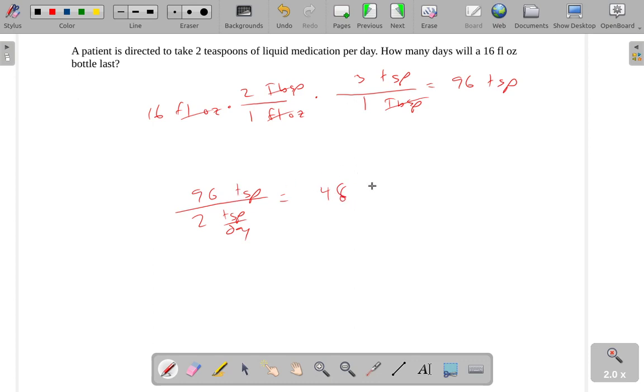And when we do the units here, we get teaspoons times days per teaspoon, because we're dividing by a fraction, so we'd flip that upside down. The teaspoons would cancel. We'd end up with 48 days. So this 16 fluid ounces should last, what, a month and a half.